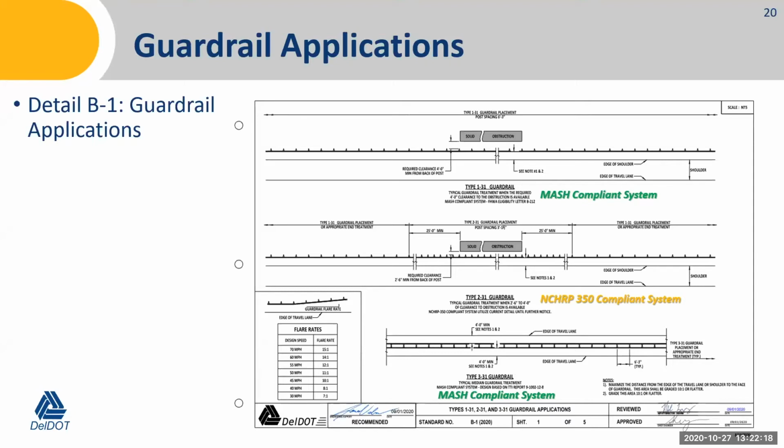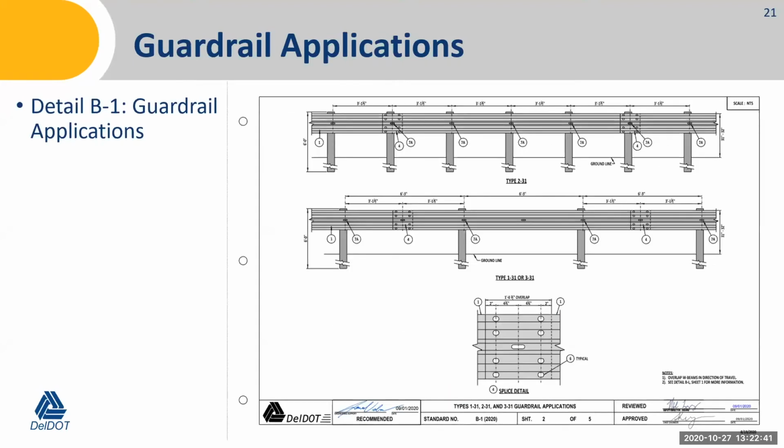We reference the FHWA eligibility letter. If a letter did not exist, then we reference the crash test report. So as you can see on the slide or in the detail, for the type 131 guardrail, we have a reference to the FHWA eligibility letter B-212, and for the type 331, we actually reference the crash test report since there's no eligibility letter associated with that.